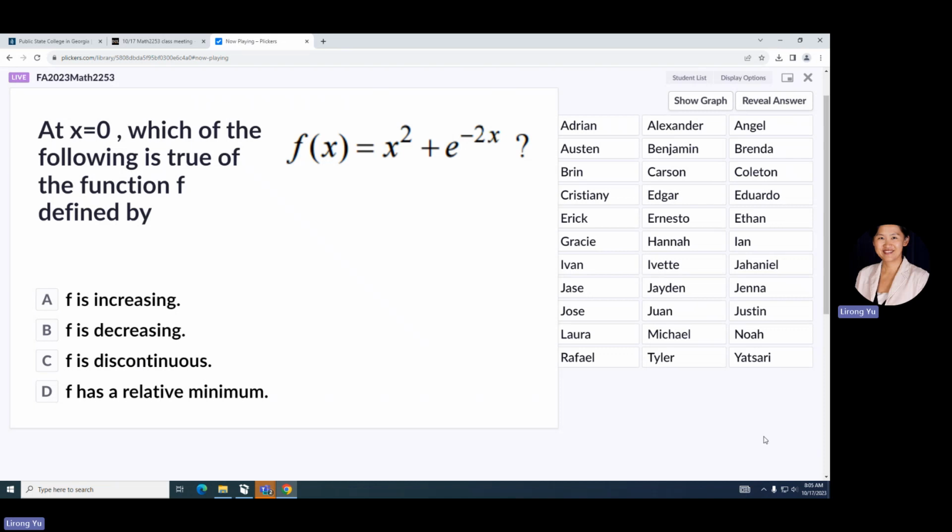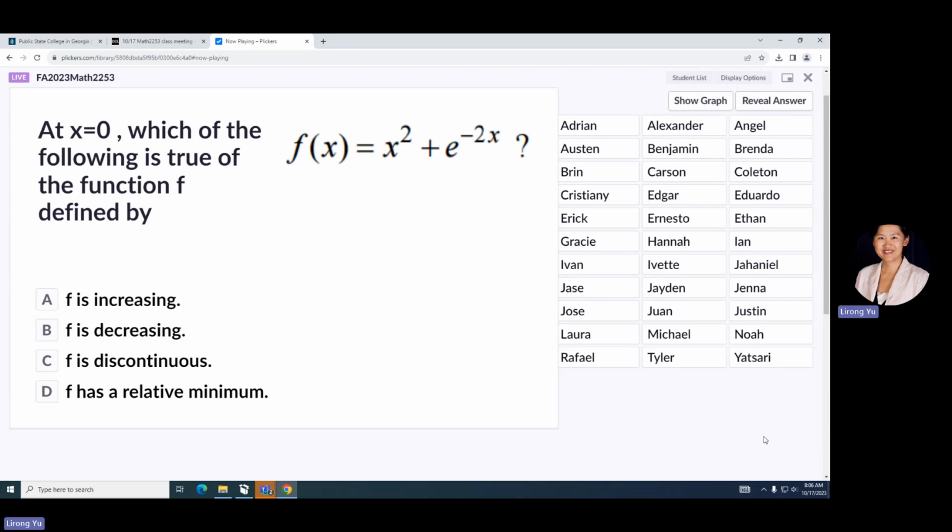See, is the function discontinuous? If you plug in 0, does it cause a computation problem? Right now, if you plug in 0 for x, it will be 0 plus e to the 0, which is 0 plus 1, y equals 1. So there's no discontinuity of the function. So x equals 0 also is not a discontinuity.